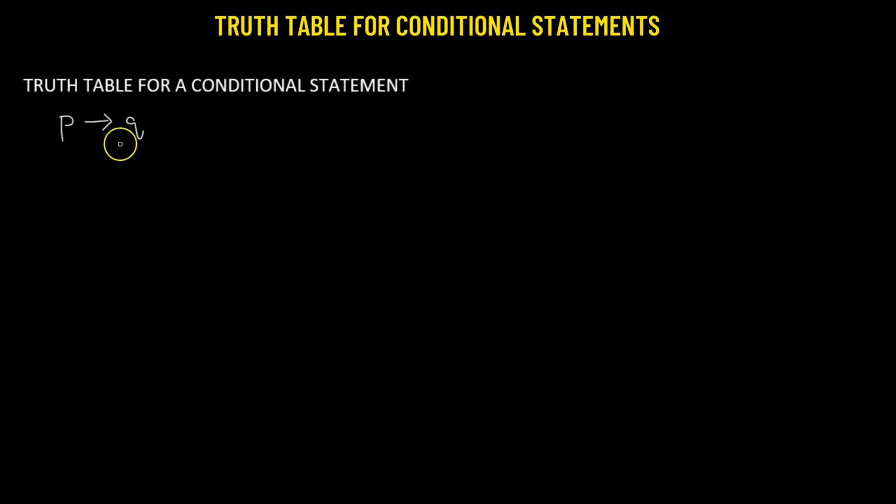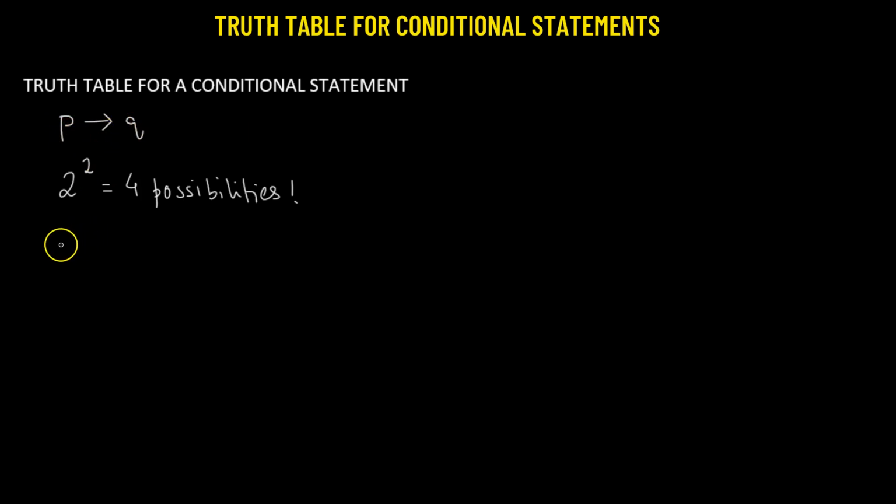Now, since there are two statements, there will be four possibilities. That means each can have either of two truth values: it could be false or it could be true. Since we have two statements, that will be 2 squared, which gives us four possibilities. Either both P and Q are true; the second case, P is true and Q is false; third case, P is false but Q is true; and in the fourth case, both P and Q are false. So we are going to have a truth value for each of the possibilities.